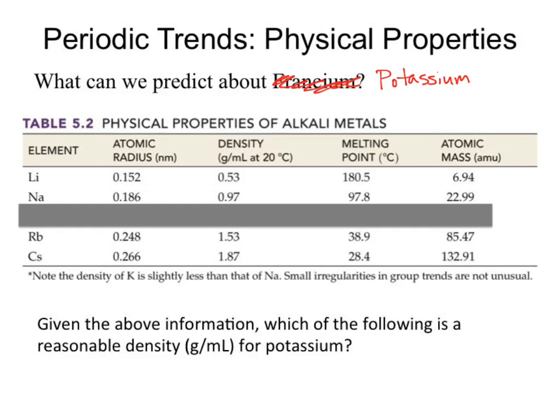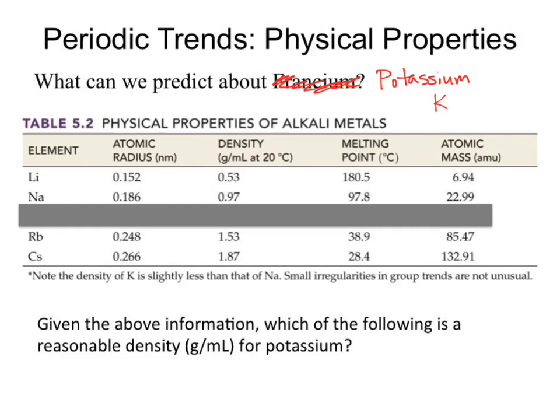What can we predict about potassium? We could go through and say its element letter is K. That's not predicting. We could say it's an alkali metal, which also happens. Predict its melting point's around 50 Celsius. We could look at the melting point.